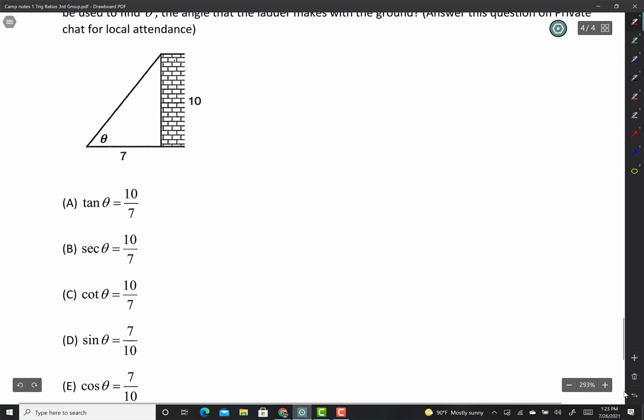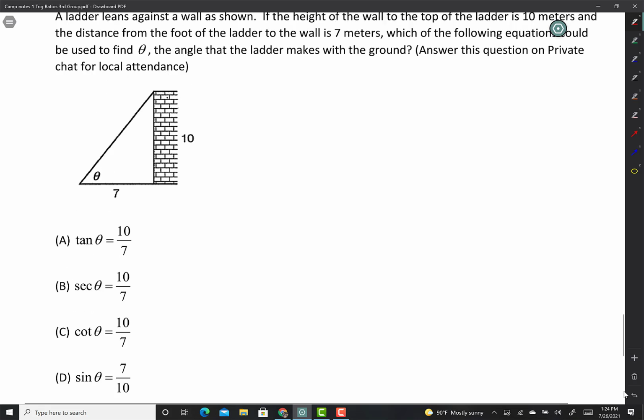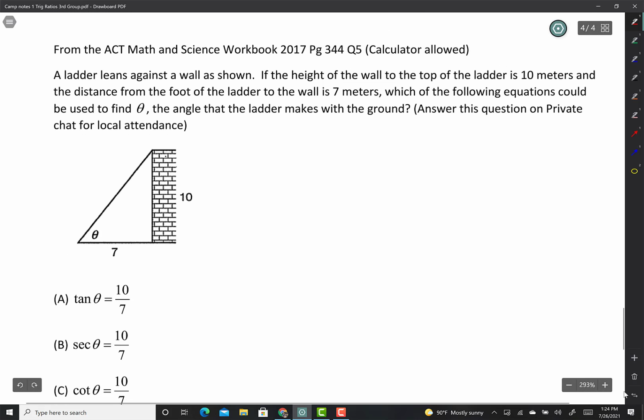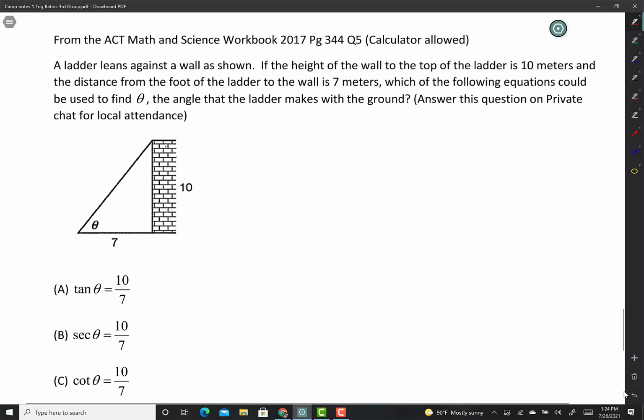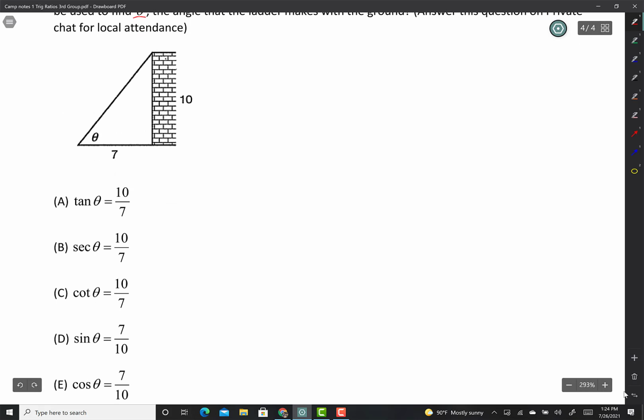Essentially, guys, you're looking for which one of these statements is true. That's what you're really looking for. I would still prefer that you read the question. But pretty much when it says, which one of the following equations could be used to find theta, the angle the ladder makes with the ground. To get theta, you have to take an inverse. But they pretty much just want an expression that is true.